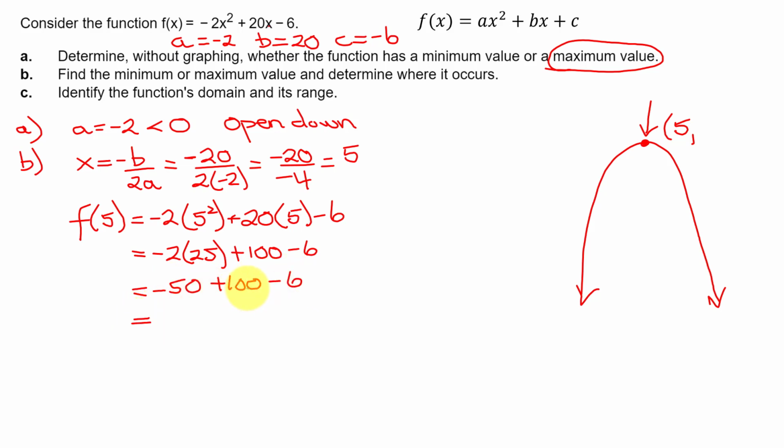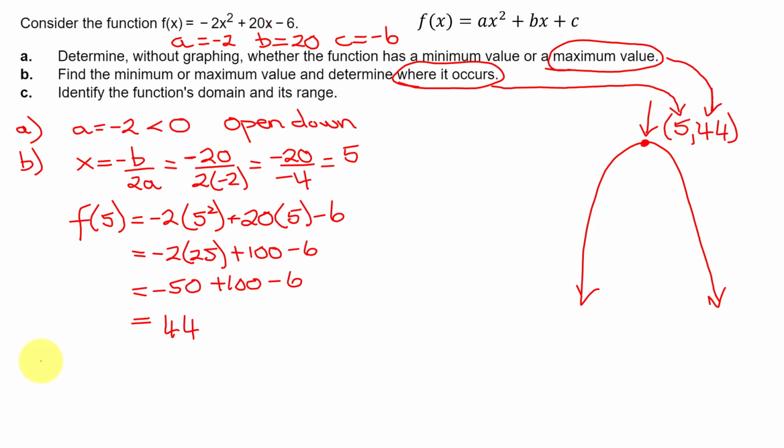Negative 50 plus 100 is positive 50. 50 minus 6 is 44. So the y value of the vertex is 44. Now remember, the 44 is the maximum value. 5 is where it occurs, at x equals 5.